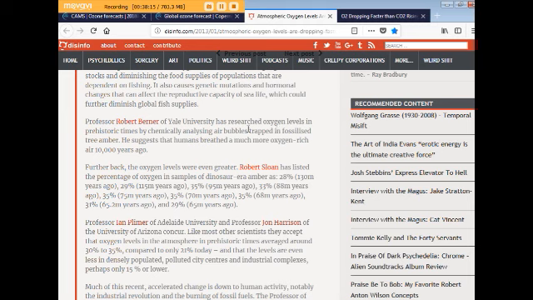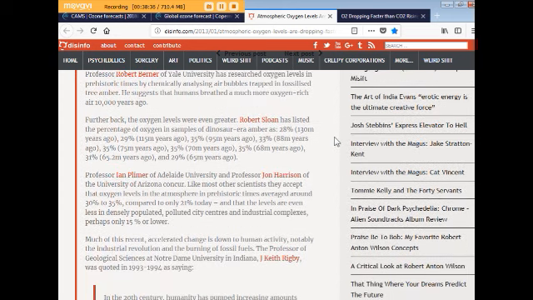Professor Robert Berner of Yale University has researched oxygen levels in prehistoric times by chemically analyzing air bubbles trapped in fossilized tree amber. He suggests that humans breathed a much more oxygen-rich air 10,000 years ago. Further back, the oxygen levels were even greater. Robert Sloan has listed the percentage of oxygen in samples of dinosaur-era amber as 28%. That was 130 million years ago.